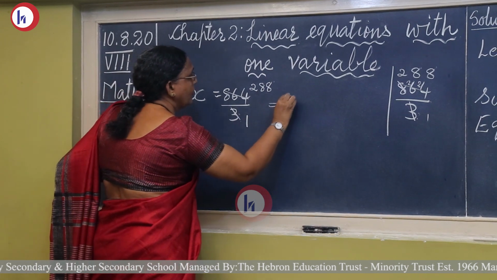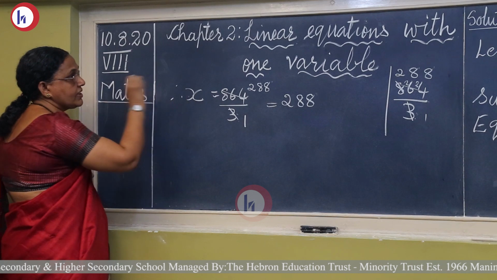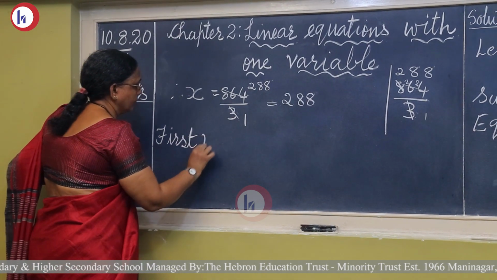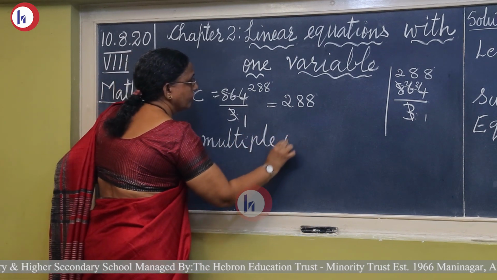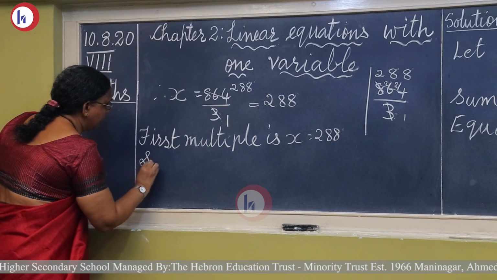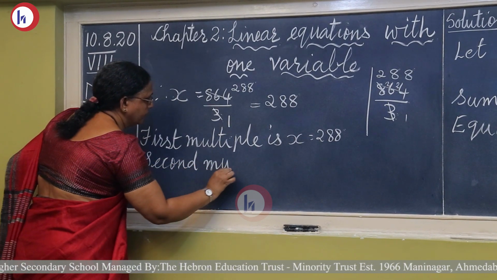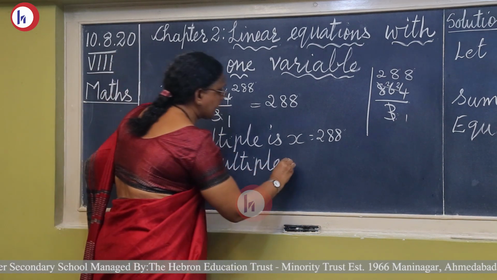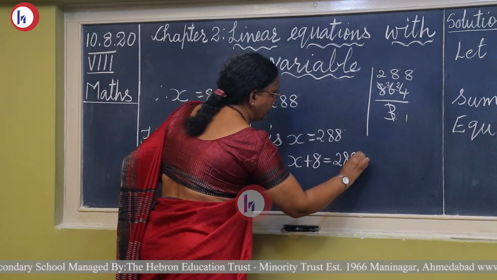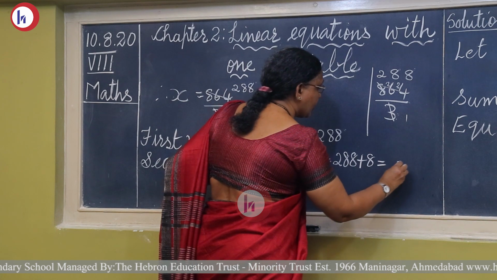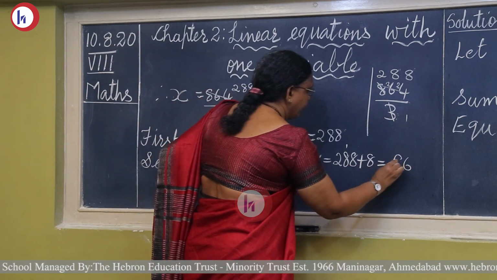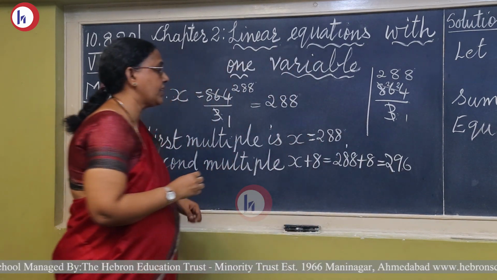So 864 cancelled gives 288. Now x means, as we already said, the first multiple. So the first multiple is x, that is equal to 288. Now the second multiple is x plus 8. The value of x can be substituted: 288 plus 8. 8 plus 8 is 16, 1 carry forward, then 8 plus 1 is 9, and 2 is left. 288 plus 8 is equal to 296.